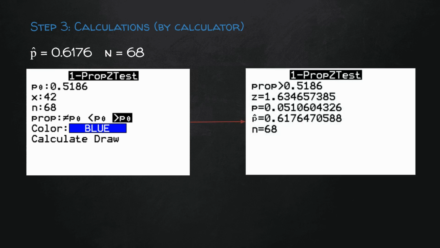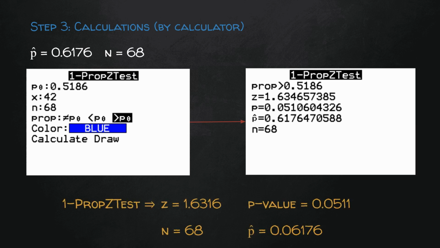If we hit calculate, we're given some information here. We're given the z test statistic, our p, which is the p value. Be careful here, this p is the p value, our sample proportion p hat, and then our sample size of 68. Remember, if you're showing work when using the calculator, you need to write out 1prop_z_test, list the z-value and the p-value, and then also list out the sample size and the p-hat as well. This is considered showing your work.